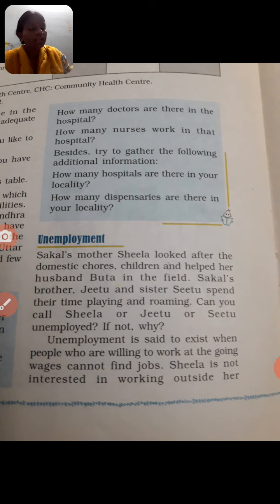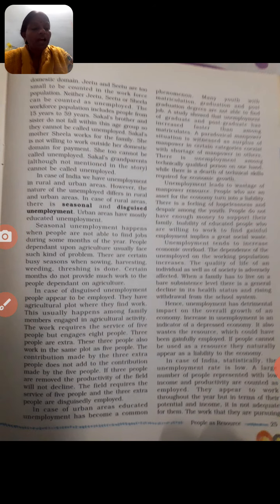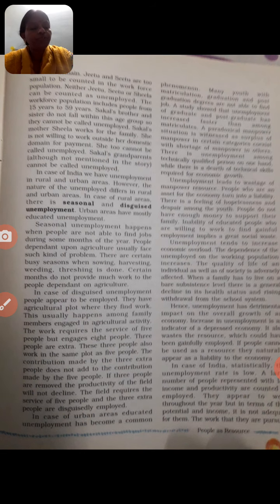So who are the people whom we call unemployed? Of course the younger children, the children who are playing and under the age of 15, may not be counted in the workforce population, and may not be called unemployed, because we have seen that unemployment includes those in the workforce who are in the age group of 15 to 59 years.